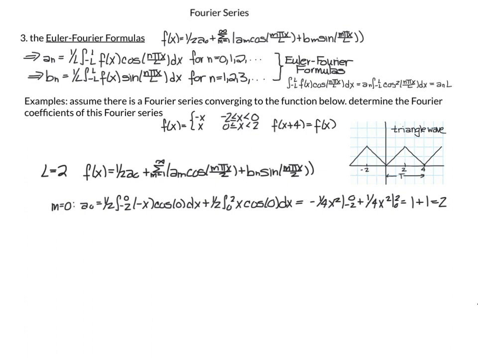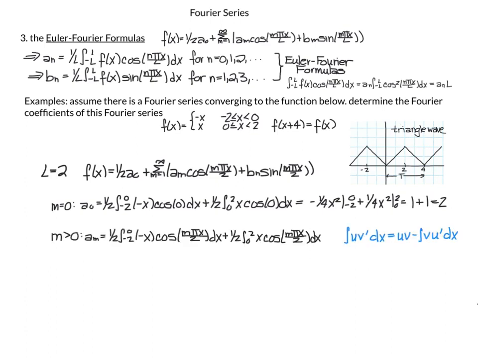1/2 integral from negative 2 to 0, because we have to put in this formula, minus x cosine, and now m is equal to 0, so we're going to put cosine of 0 dx, plus 1/2, and now we'll put in this part of the formula from 0 to 2, x cosine of 0 dx. Integrating this becomes 1, and integrating gives us a naught is equal to 2.